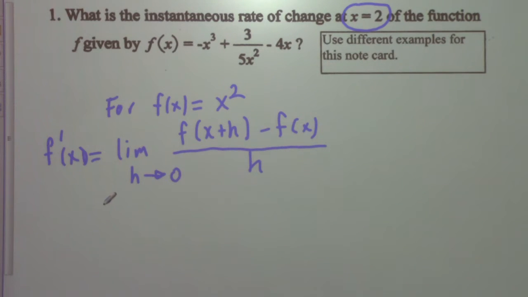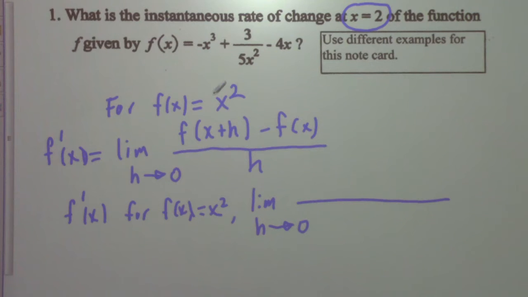Okay. So now I'm going to show you that in this case. So f prime of x, this is going to be for f of x equals x squared, just to be clear about that. It's going to be the limit as h approaches 0 of, and f of x is x squared, right? So in the place of x, what are we going to write? x plus h squared. So that's f of x plus h, minus x squared, because that's f of x, all over h.